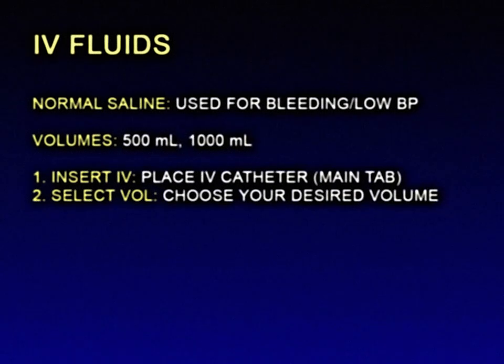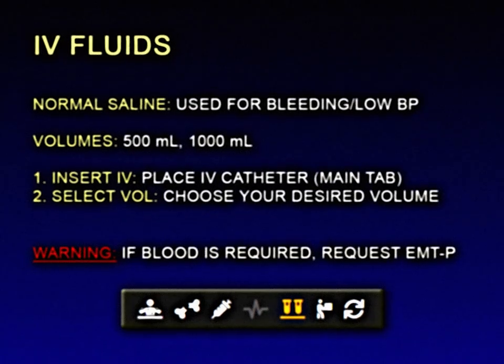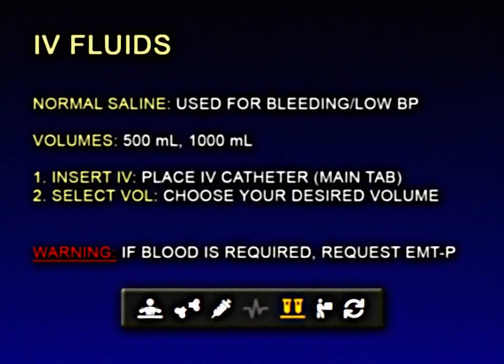To select normal saline as your infusion, navigate to the Infusions tab and select your desired volume while an arm is selected on the live anatomical graph. Warning: normal saline only provides a temporary solution to blood loss. If available, request a paramedic so that blood products can be transfused.